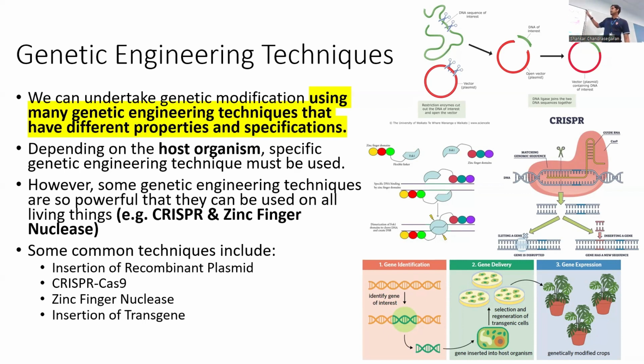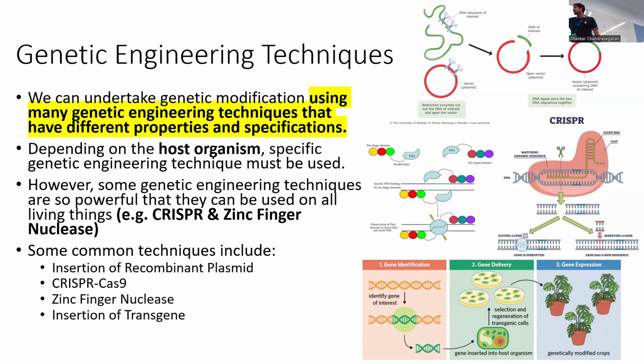So depending on the host organism, specific genetic engineering techniques need to be used, right? For example, you can't use the same techniques you would use on a bacteria for humans, right? It might not work the same way. But CRISPR, on the other hand, can actually be used for all living things, right? So that's another reason why it's so useful as a genetic engineering tool, because it is universally used for almost all living things, and also it can make precise cuts.